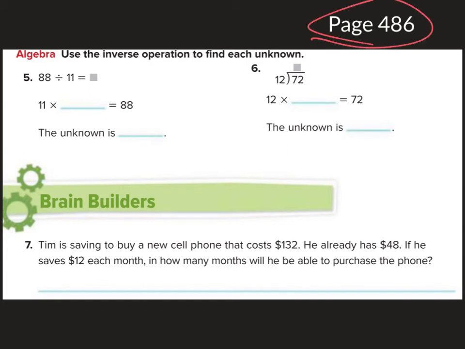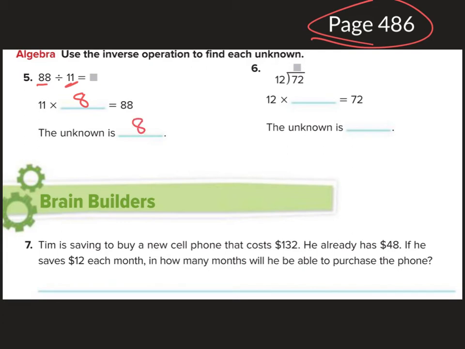Lastly, we are on page 486. So if I'm thinking, what is 88 divided by 11? I could also think, well, 11 times what is 88? 11 times 8 is 88. So the unknown here is 8.